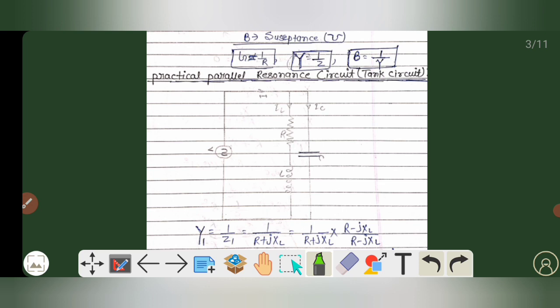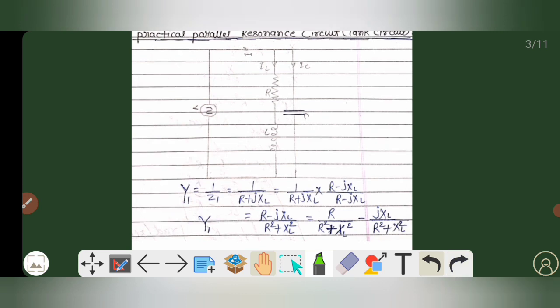Here, the series combination of this resistor and inductor is connected in parallel with the capacitor. If we want to calculate the value of admittance Y1, it will be equal to 1 by Z1, where Z1 is for this combination of resistor and inductor. Z1 will be equal to R plus jXL, and if we rationalize this value, Y1 will be equal to R by (R square plus XL square) minus jXL by (R square plus XL square).